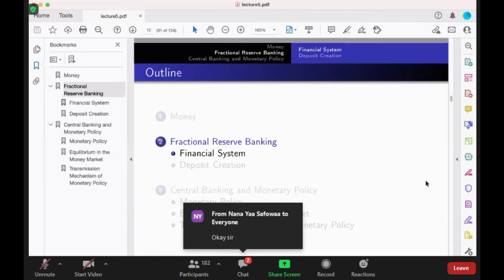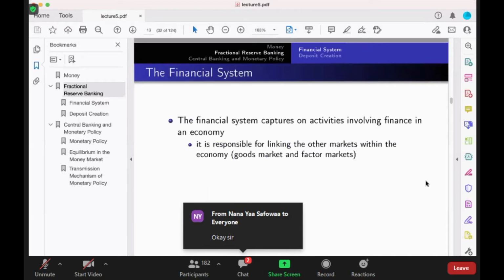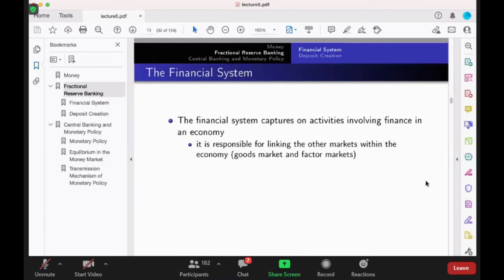So let's talk about fractional reserve banking. Okay. So the financial system captures activities involving finance in the economy. Finance in the economy, all those things are captured.